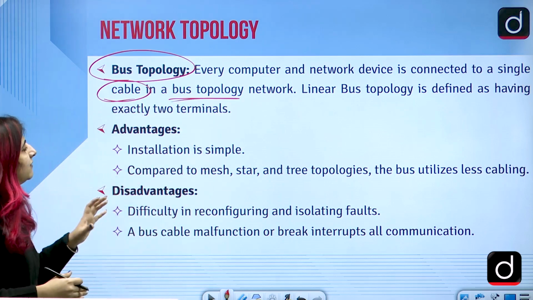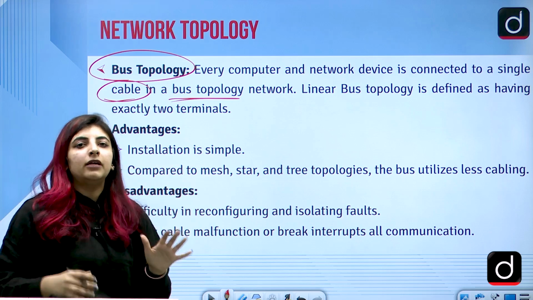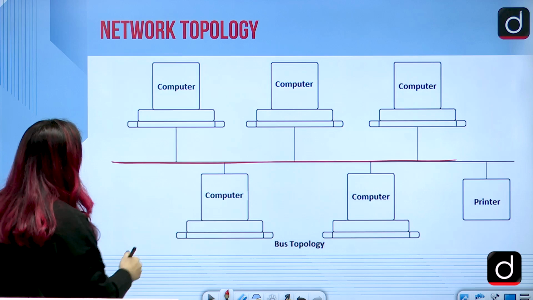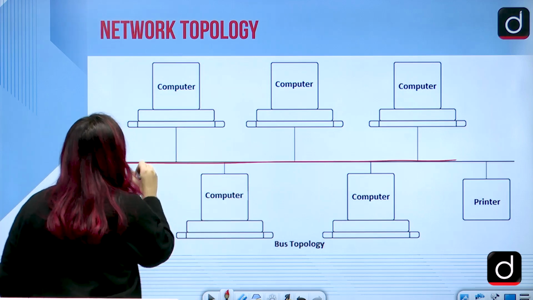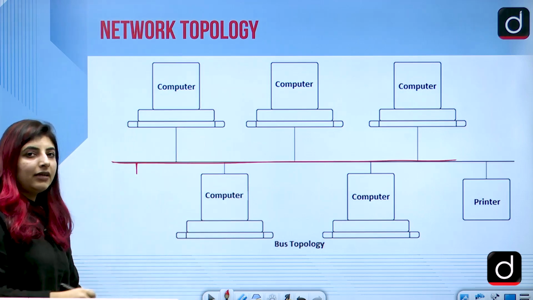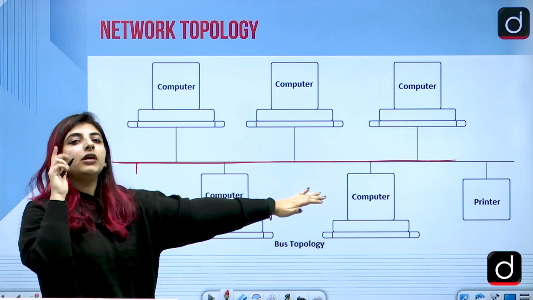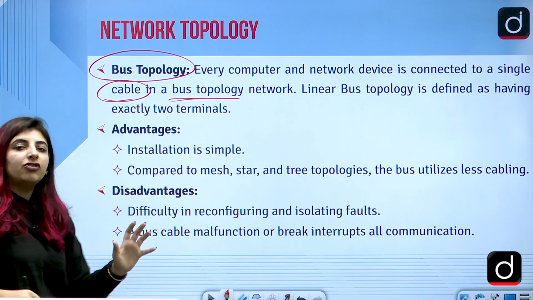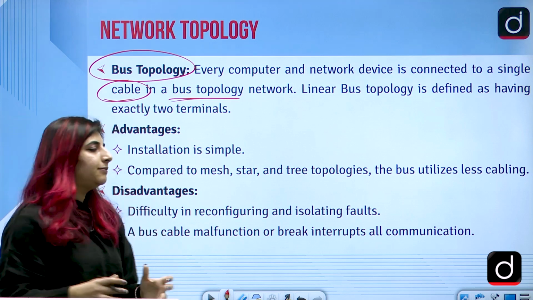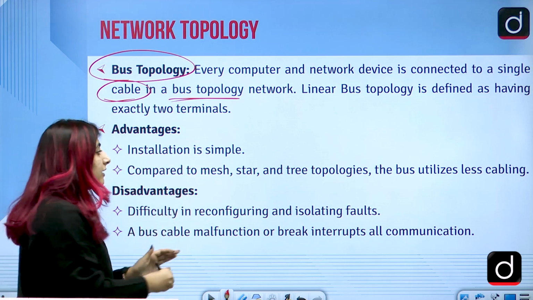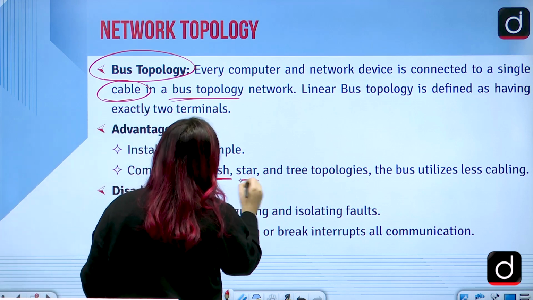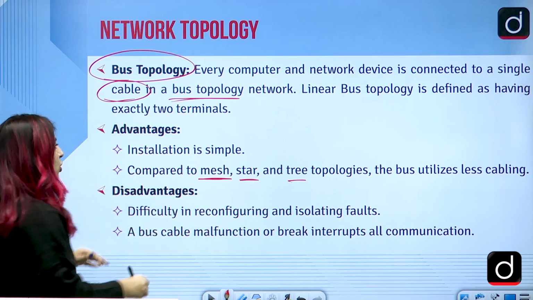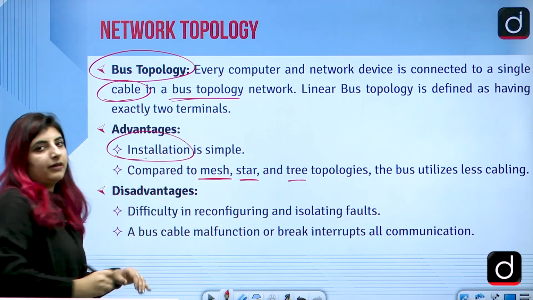Linear bus topology is defined as having exactly two terminal points. So basically in a bus topology, even if computers and other networking devices are connected, they all will be connected using one cable only. Now the advantages are, installation is simple because less cabling is being used. Compared to other topologies, mesh, star, tree, it utilizes less cabling, and because of that installation is simple, correct?